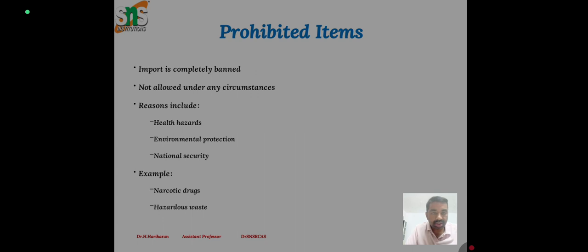Prohibited is similar to restricted, whereas it cannot be imported. There is no license; import is completely banned and not allowed under any circumstances. Reasons include health hazards, environmental protection, and national security. For example, narcotic drugs and hazardous waste.